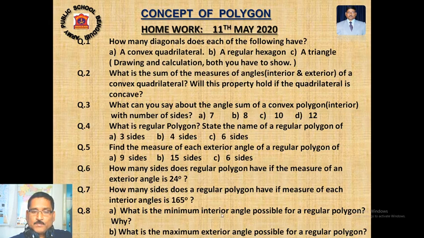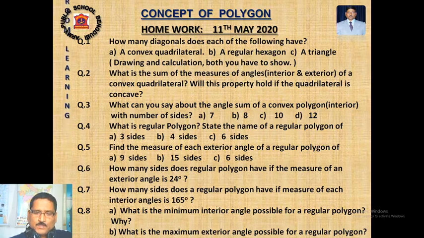What is the maximum interior angle possible of a regular polygon? Why? What is the minimum interior angle possible of a regular polygon? So what is the first regular polygon? Triangle. Which type of triangle? Equilateral. Its interior angle is what? 60 degrees. Okay, minimum is 60 because with fewer than 3 sides we cannot make a polygon. Okay, so minimum is 3.